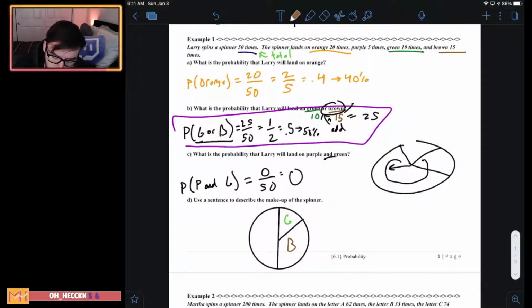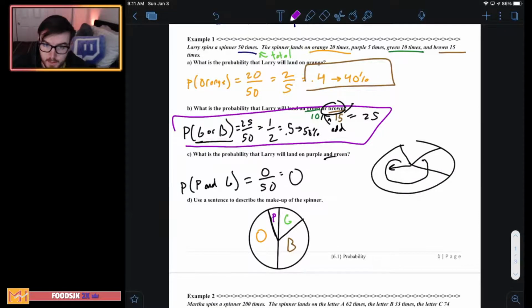And then we've got purple and orange left. Well, orange, we said, is 40% of the spinner. So this is half, right, on this side. So orange must be nearly all of that. So something like this, right? This much is 40%, we'll say. And then purple, that tiny little sliver, is the remaining piece, right? Because we only landed on that 5 times, so it has to be the smallest of all of them, right?